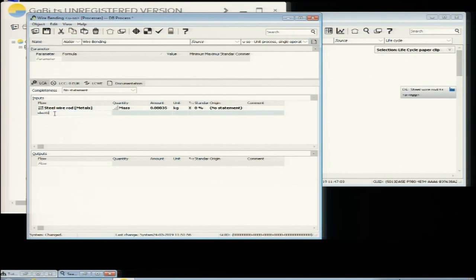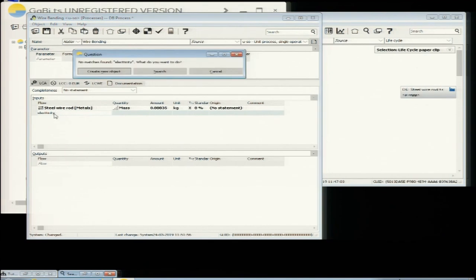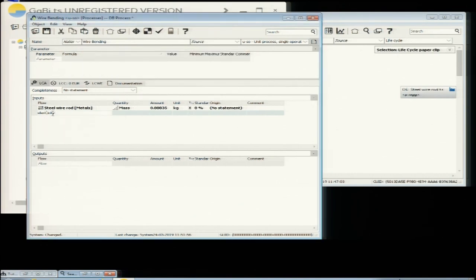Say electricity. Now, it is asking to make a new object because it says electricity does not exist, which is not the case. Actually, there is a spelling error. It is electricity.